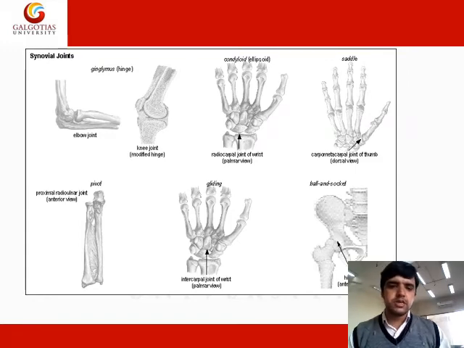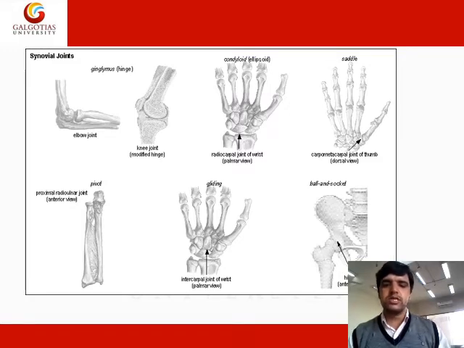Next type is the pivot joint. Basically it is the proximal radio-ulnar joint, shown in anterior view. This type of pivot joint only allows for rotation along that surface. Next is the gliding joint.